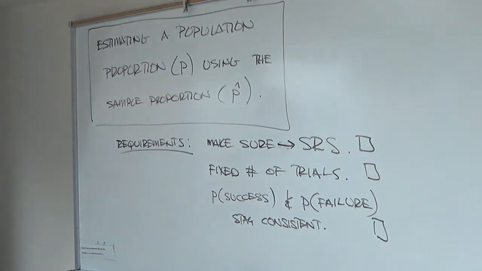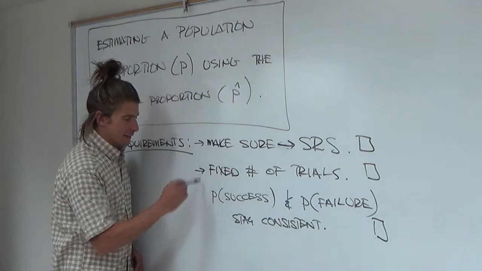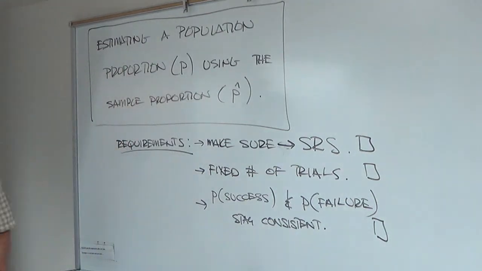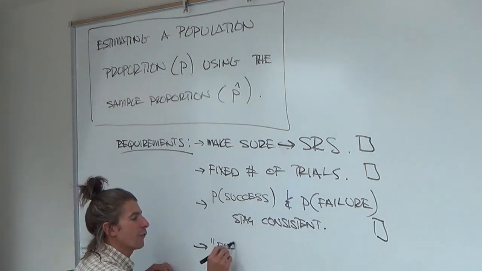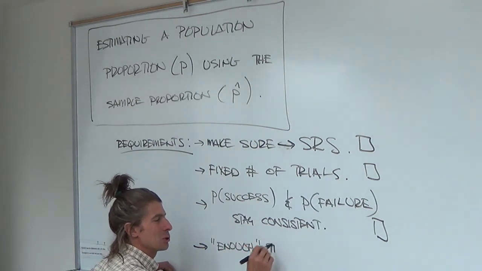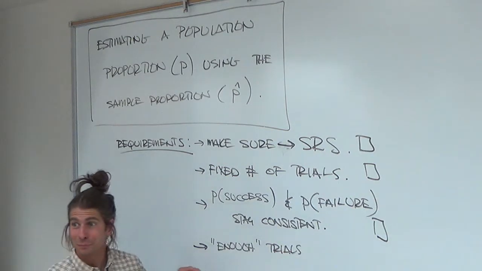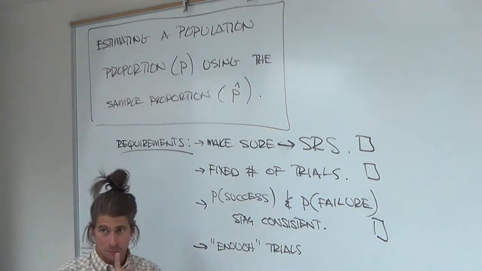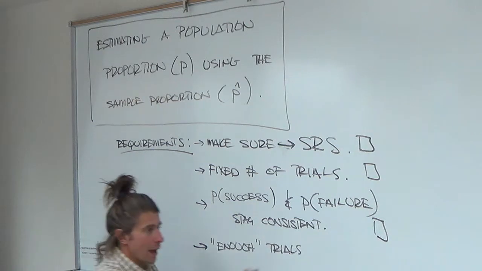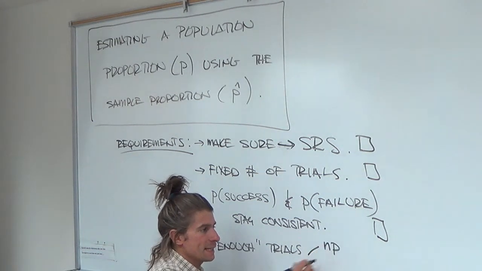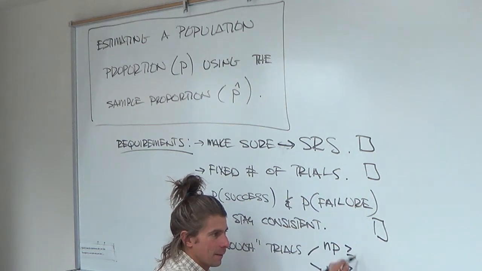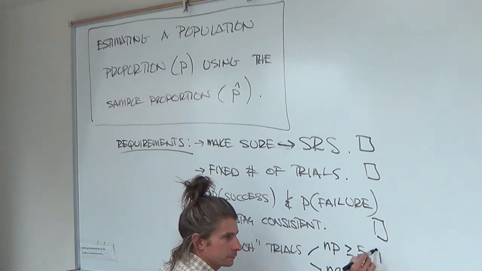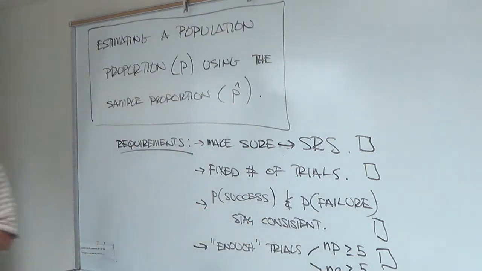And there's one last one that is not at all obvious. I'm going to start by putting it in quotes. You have to have enough trials. What does enough mean? It's a good question. You have to satisfy these two inequalities at least. I want to spend a great deal of time today explaining that last bit to you, and then re-answer it even better.